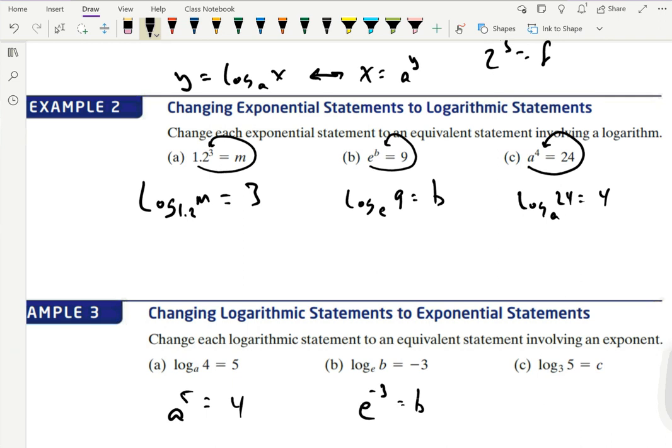On this side, we have 3 to the power of c must be 5. Again, I can pick it up this way: start with my base, pick up the other side as the exponent, land back down on this other piece. e to the -3 lands on b, 3 to the c lands on 5. So that is one way to think about those. We're just doing the same overall concept, moving from one definition to another.